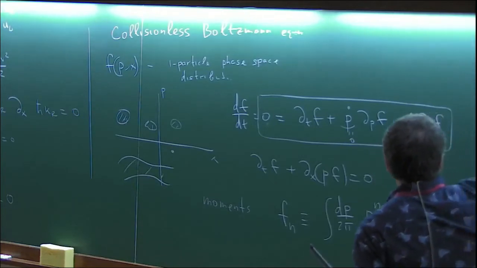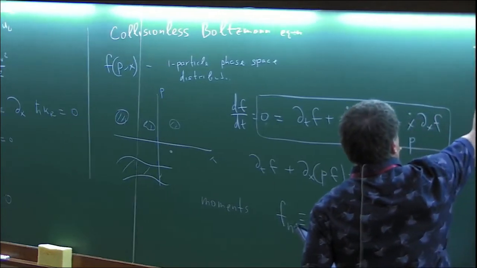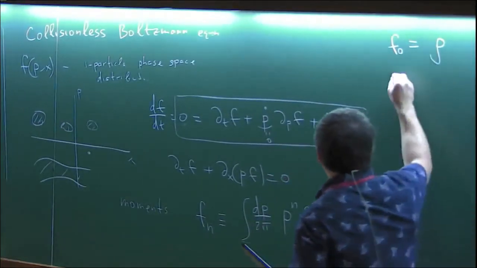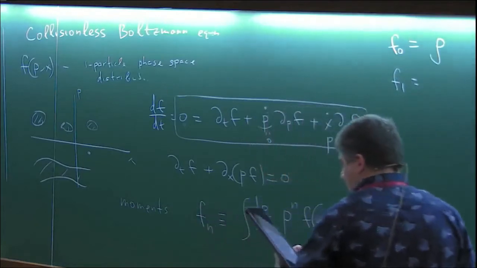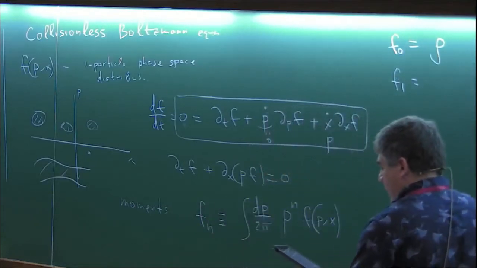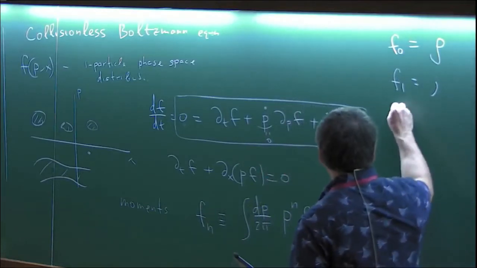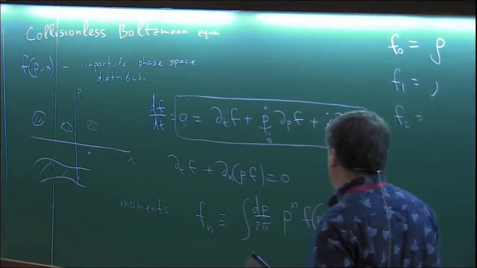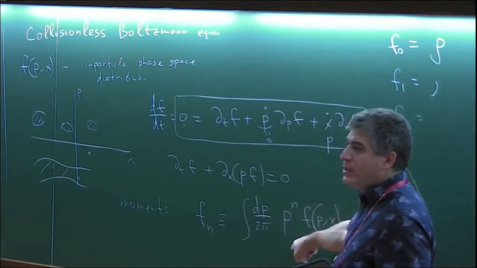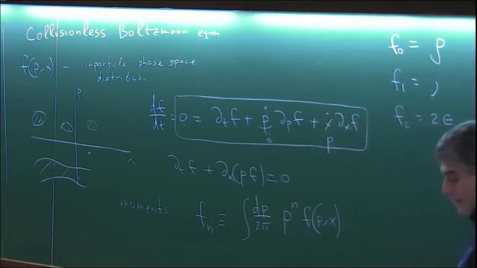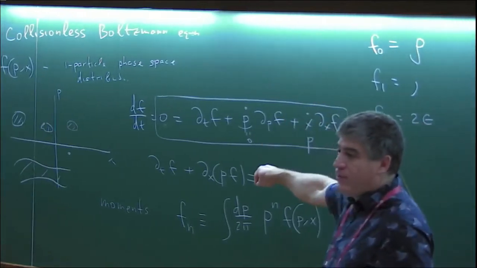So notice that F0 is nothing else but what we call density. F1 is what we called momentum density, J. And F2 is, well, this is p squared. I use p squared divided by 2 for energy, so this is 2 epsilon. So the first 3 moments are already the quantities which I introduced before.